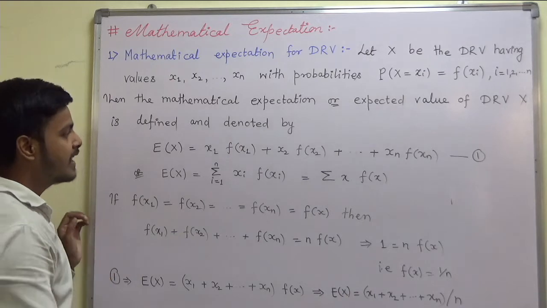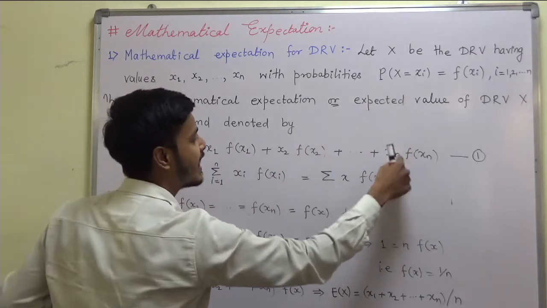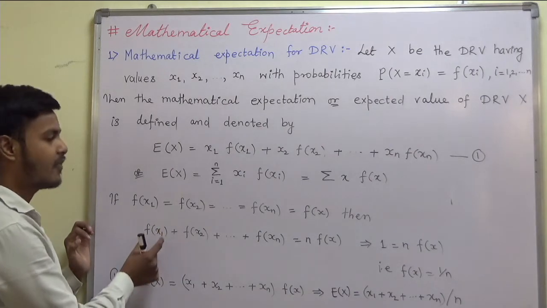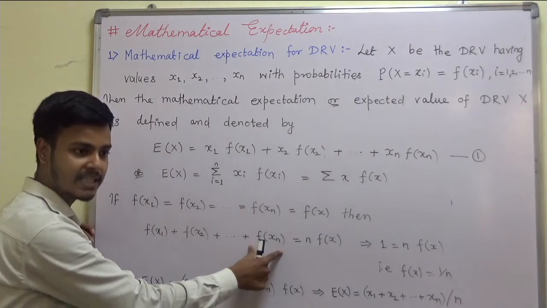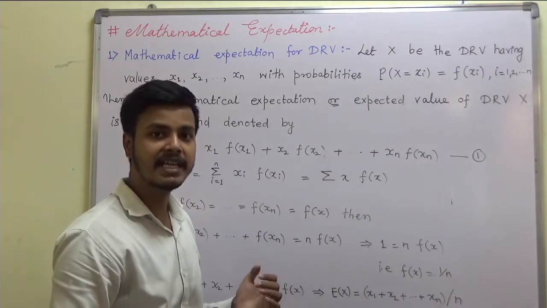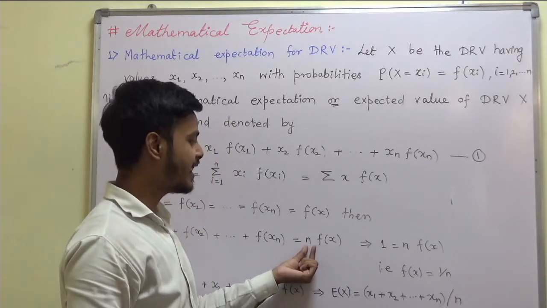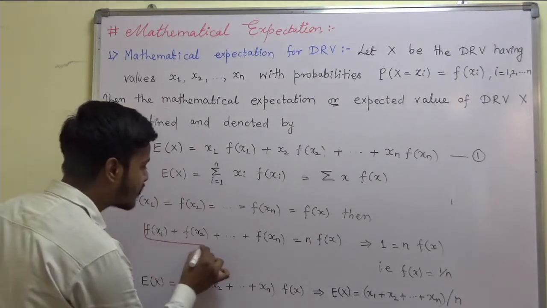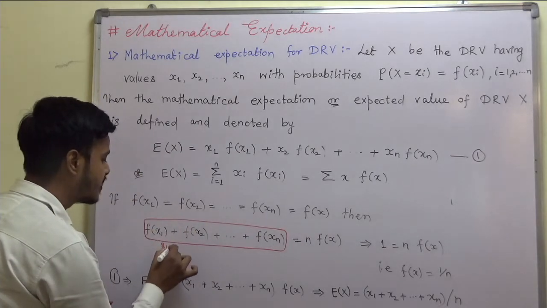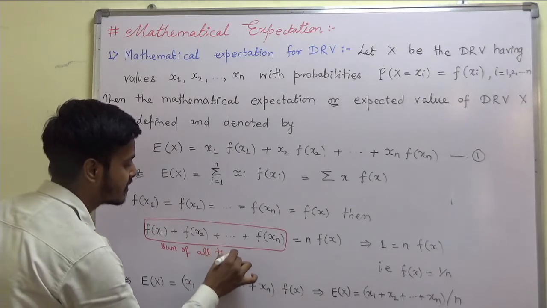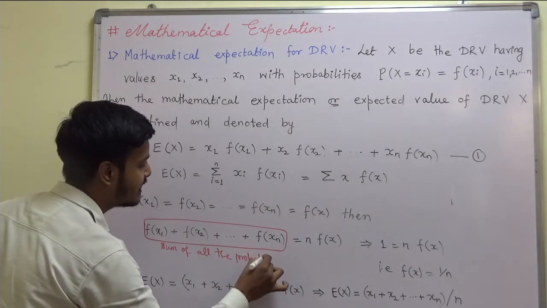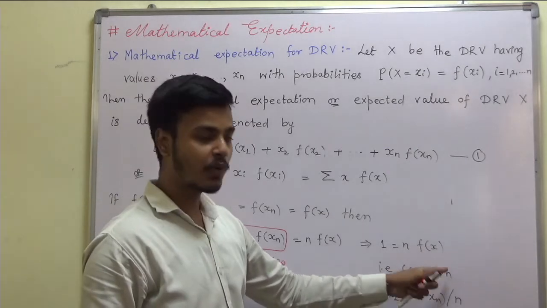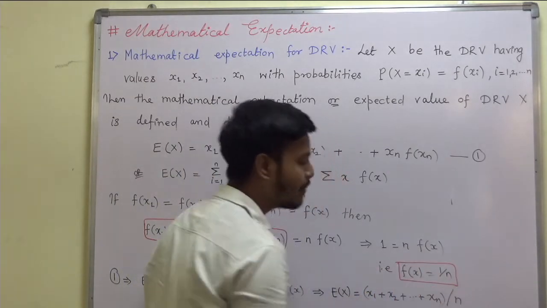Now suppose all these f of x1, f of x2 and f of xn are same, and say this is f of x, then what is it? f of x1 plus f of x2 plus f of xn is same as f of x plus f of x plus f of x, how many times? n times. So this comes out to be n times f of x. But what is this f of x1, f of x2 and f of xn? It is nothing but the sum of all the probabilities. And the sum of all the probabilities is equal to 1. So that's why I have written 1 is equal to n times f of x. So what is f of x? f of x is equal to 1 by n.